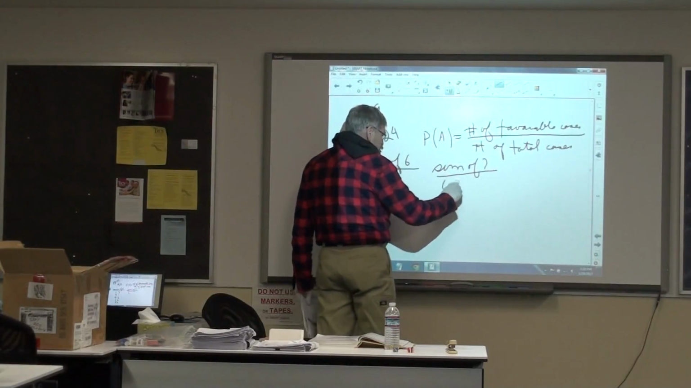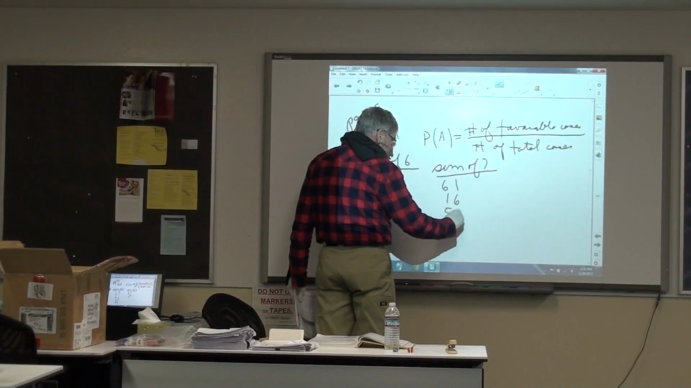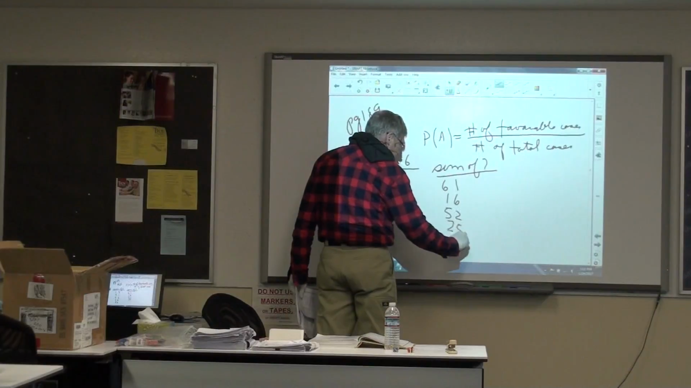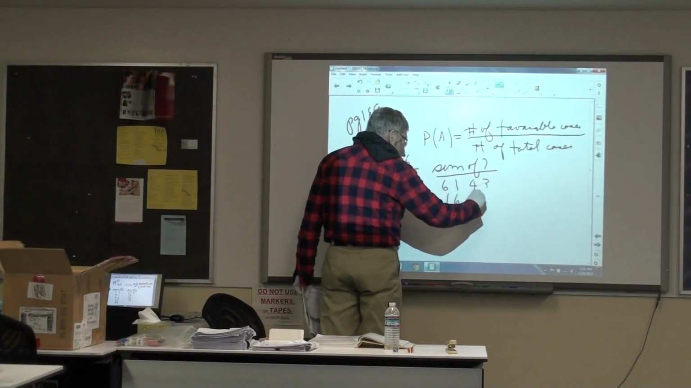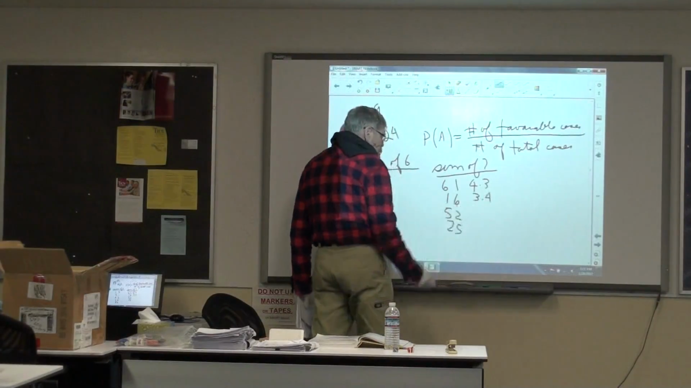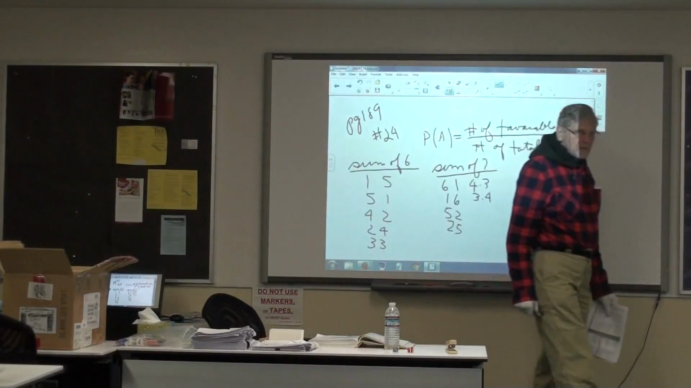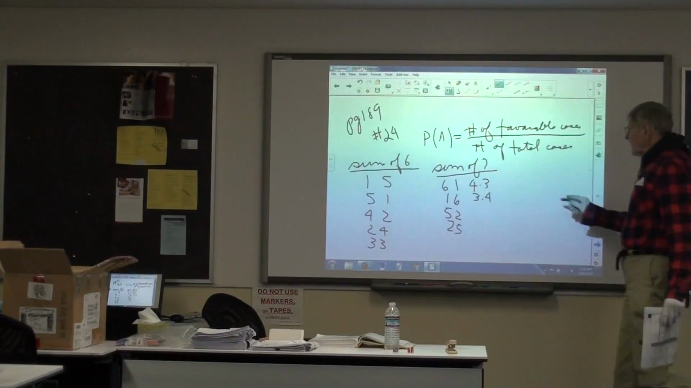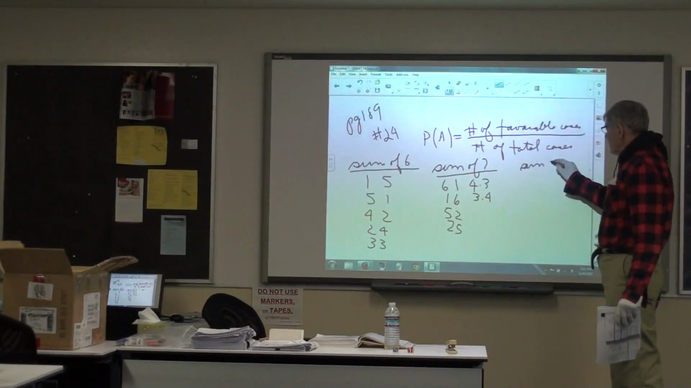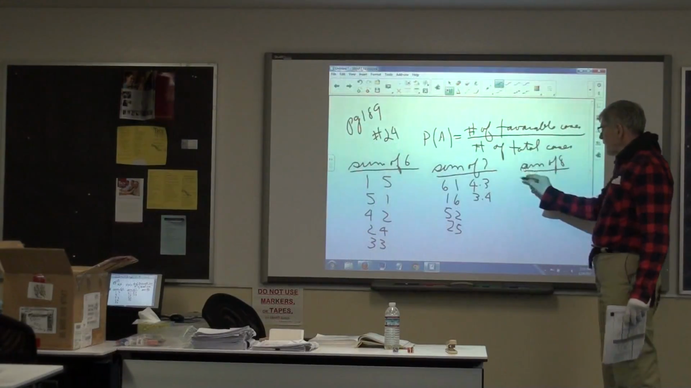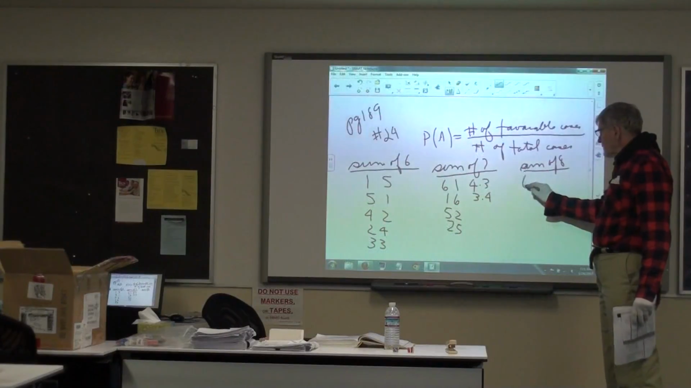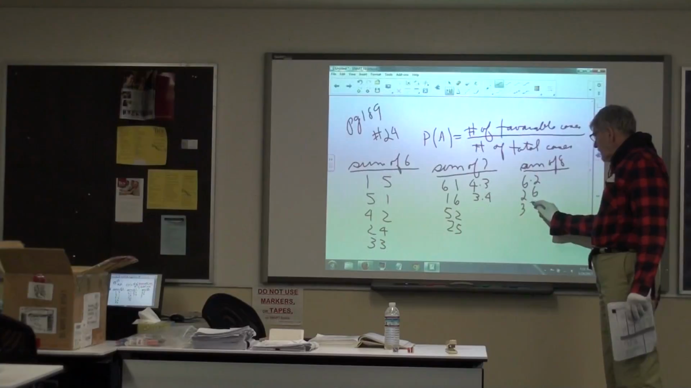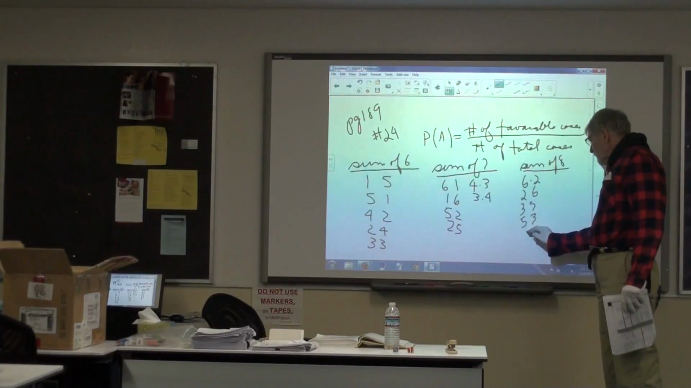I have a 6 and a 1, or 1 and a 6, 5 and a 2, 2 and a 5, 4 and a 3, 3 and a 4. Are there any others? So how many ways can I form an 8? What would they be? 6 and 2, 2 and 6, 3 and 5, 5 and 3, 4 and 4.